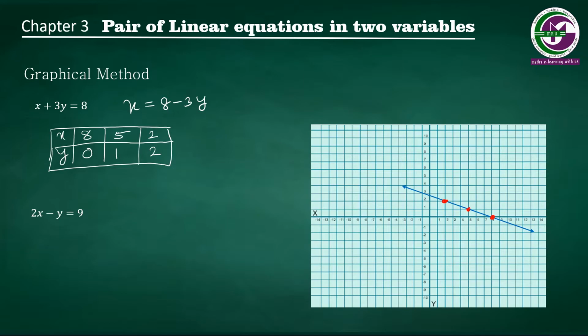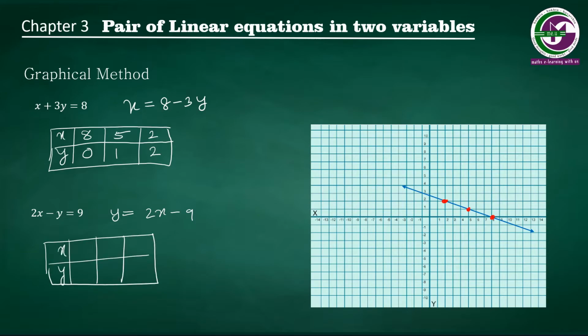So we have a pair of linear equations. The second equation is 2x minus y equals 9. Here I will rewrite the equation as y equals 2x minus 9. Here I am substituting values for x, so for that I will make a box first, x, y. I will substitute x equals 2 so that y equals minus 5. I will substitute x equals 3 so that y equals minus 3. I'll substitute x equals 4 and y equals minus 1.